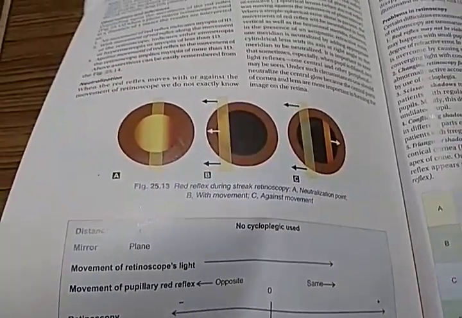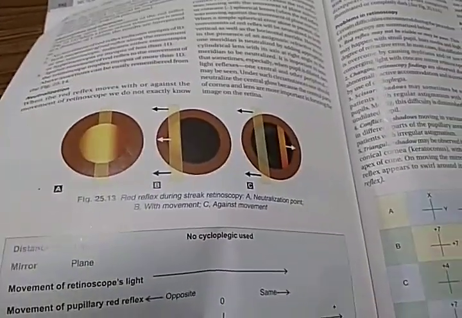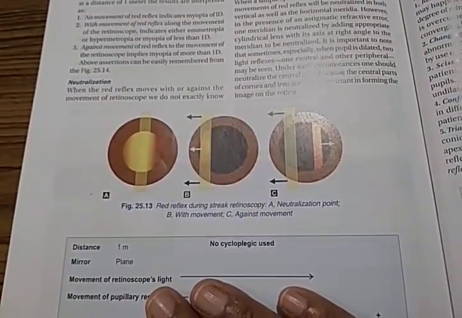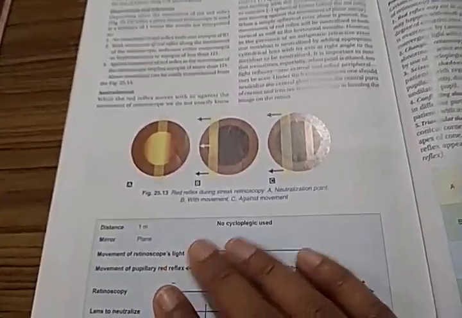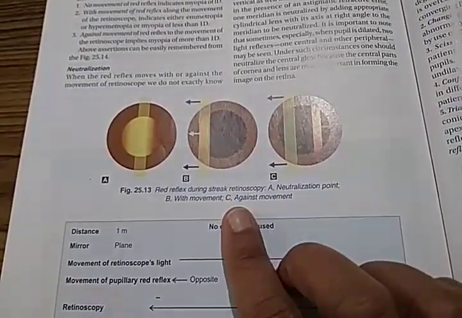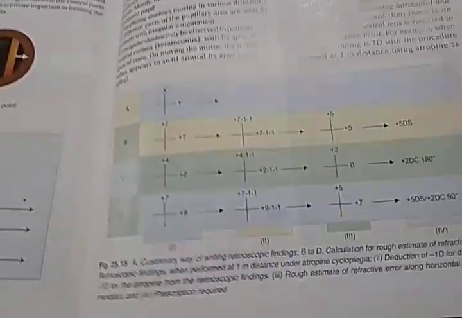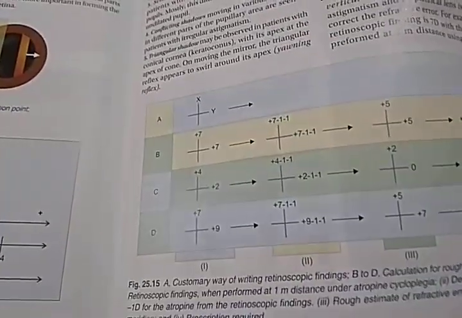What is this? Red reflex during streak retinoscopy. Okay, red reflex. Neutralization point with movement, against movement. So this is retinoscopy, guys. You can find out the refractive error, isn't it? What is this, guys? Customary way of writing retinoscopic findings. This is how they write retinoscopic findings.